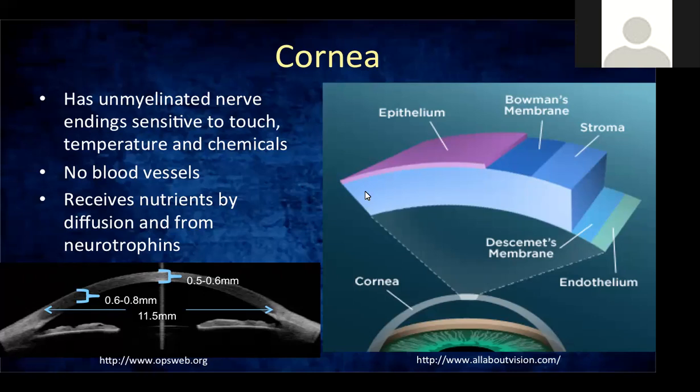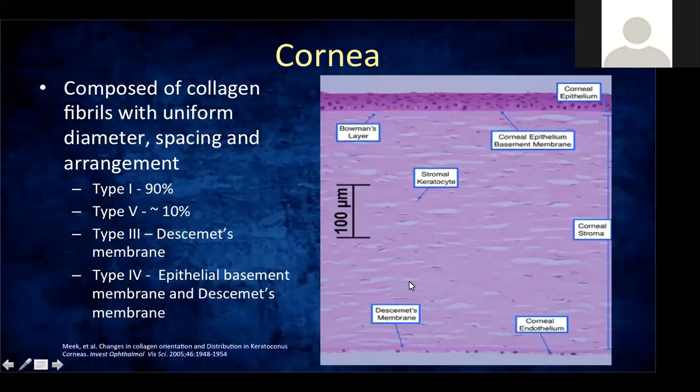The photo on the lower left shows you that the typical diameter of a cornea is about 11 to 12 millimeters. It's thinner in the center and thicker in the periphery. It's composed of collagen. Mostly it's type 1 collagen, but you may also see type 5, type 3, and type 4.